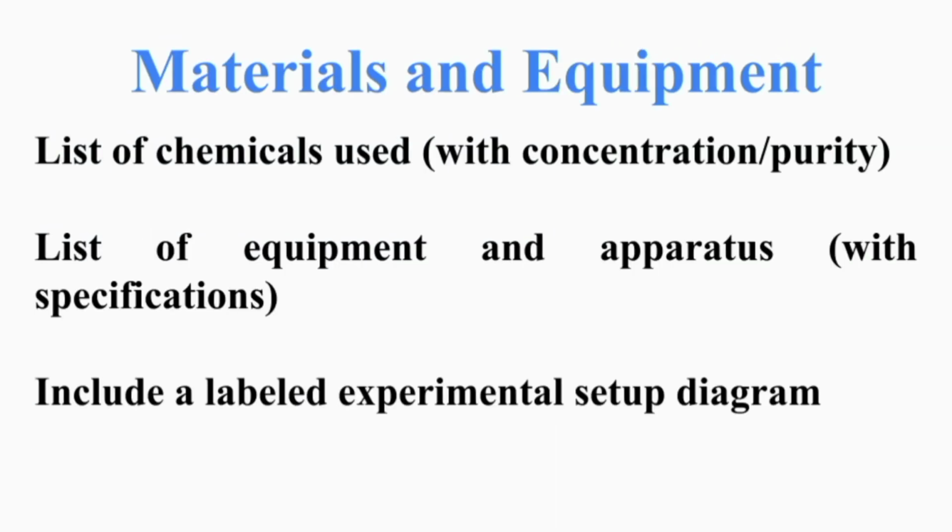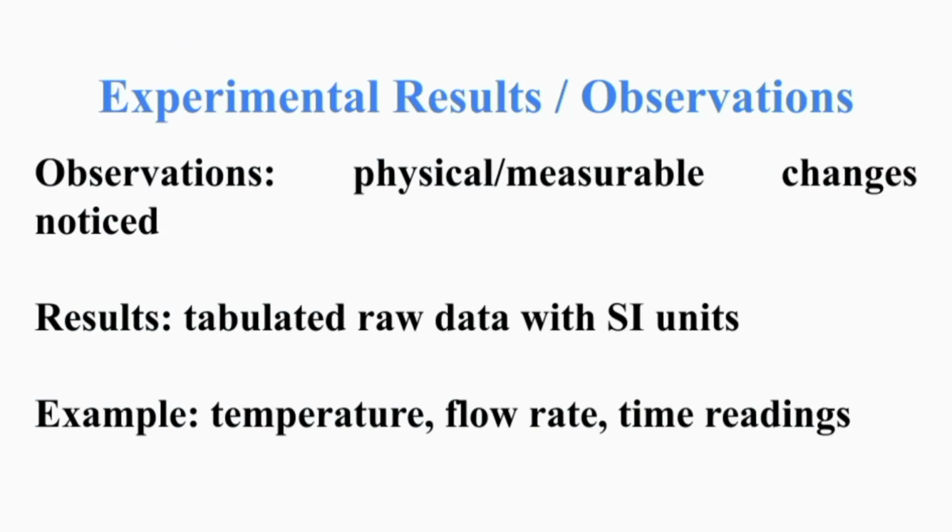Then here we have materials and equipment. Under materials and equipment, you have list of chemicals that was used. You have list of equipment and apparatus with specifications that was also used, and you also include a labeled experimental setup diagram. So here is the experimental results / observations.